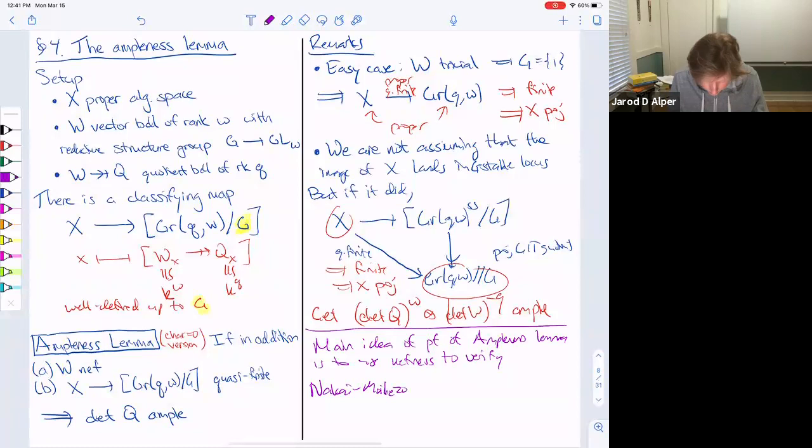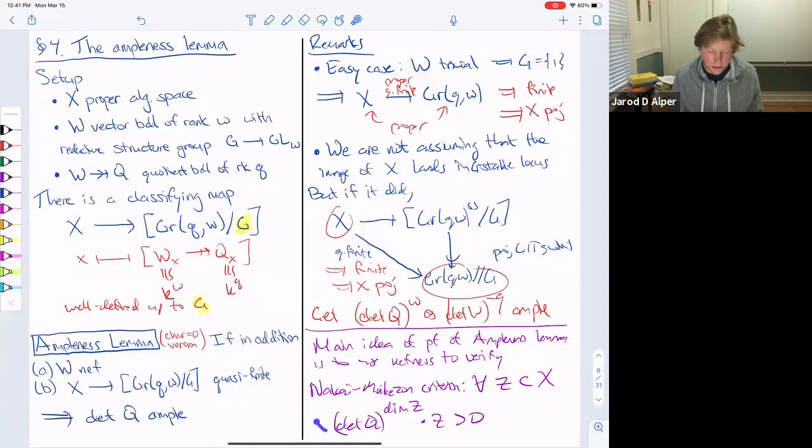Namely, you need to show that this was the condition that for all subschemes Z of, in this case, X, you need just to know that the line bundle determinant of Q to the dimension of Z intersected with Z is positive. So if you could somehow compute this number in terms of the vector bundle W, you can use the nefness of W to get at some positivity. But yeah, there are quite a few details there that I'm not going to get into.